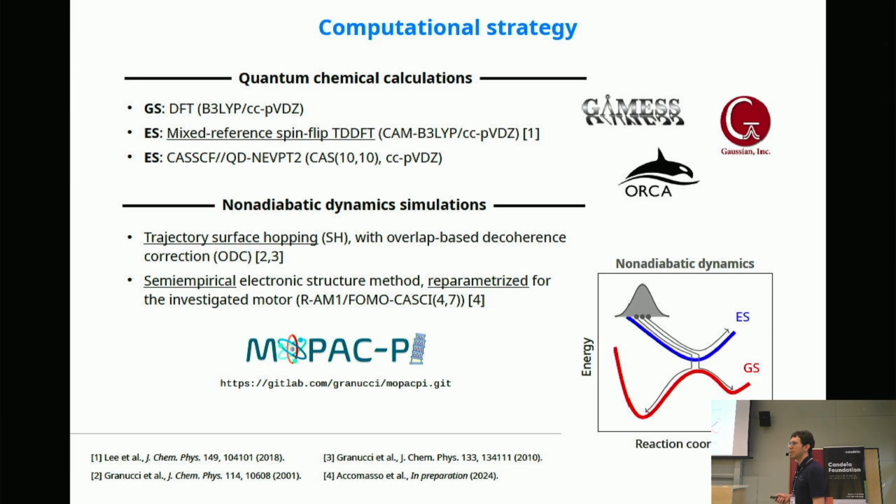For the non-adiabatic dynamic simulations, we used the mixed quantum-classical trajectory surface hopping method, this time with potential energy surfaces computed with a reparametrized semi-empirical method, which was reparametrized in order to reproduce the previously computed data with the mixed reference spin-flip TDDFT method. These calculations were performed with the recently published semi-empirical code MOPAC-P.